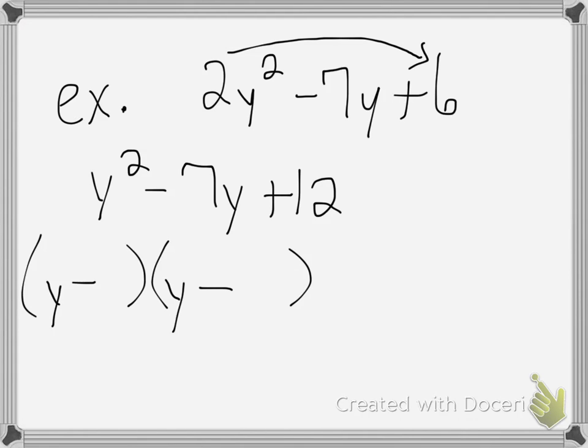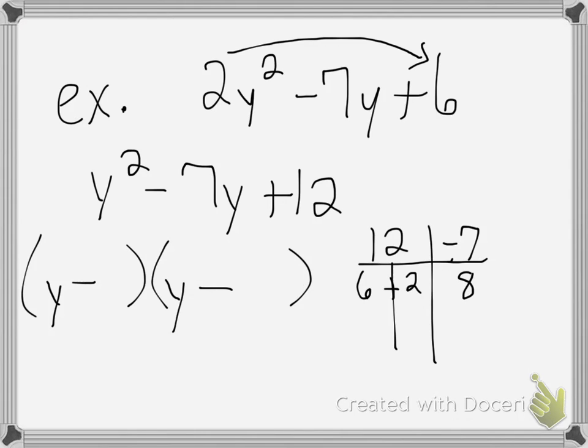Now I can create my t-chart. Put my c value in the first space, my b value in the second space. So I want two numbers that multiply to give me positive 12, add to give me negative 7. What are two numbers that multiply to give me 12? 6 and 2. What's 6 plus 2? 8. Very good. Are those the two numbers I'm wanting? No.